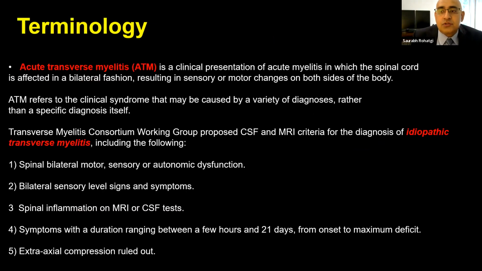Another terminology which is used often is acute transverse myelitis. Acute transverse myelitis is a clinical presentation of acute myelitis in which the spinal cord is affected in a bilateral fashion, resulting in sensory and motor changes on both sides of the body. The Transverse Myelitis Consortium Working Group proposed CSF and MR criteria for diagnosis of idiopathic transverse myelitis, which includes bilateral motor, sensory, and autonomic dysfunction, bilateral sensory level symptoms and signs, spinal inflammation on MRI or CSF tests, and symptoms with a duration ranging from a few hours to 21 days from onset to maximum deficits, and when extraaxial compression is ruled out.